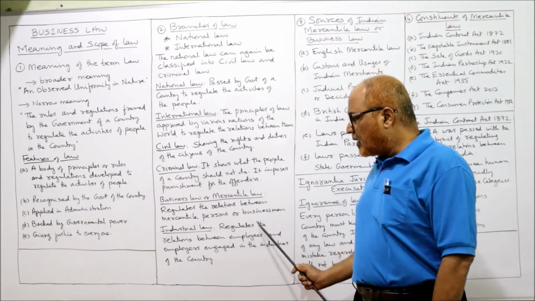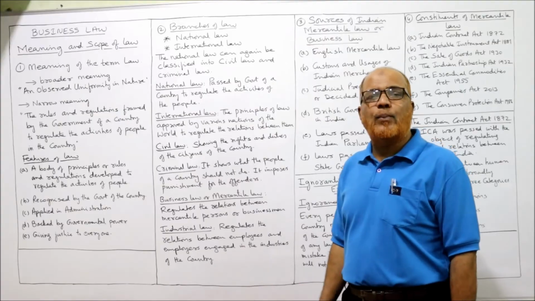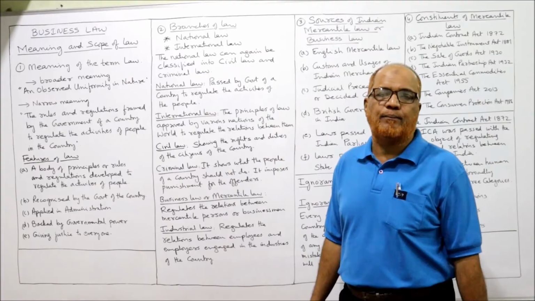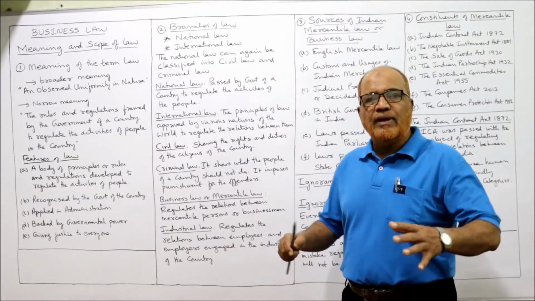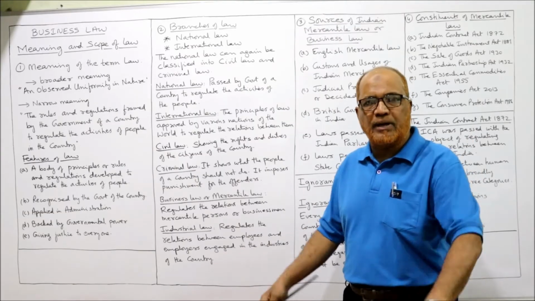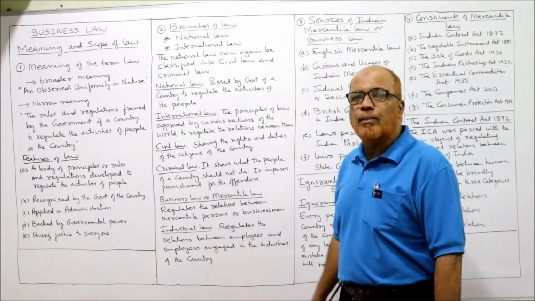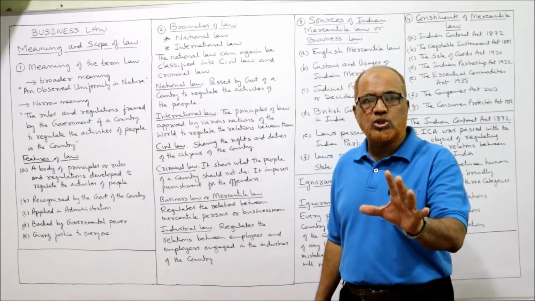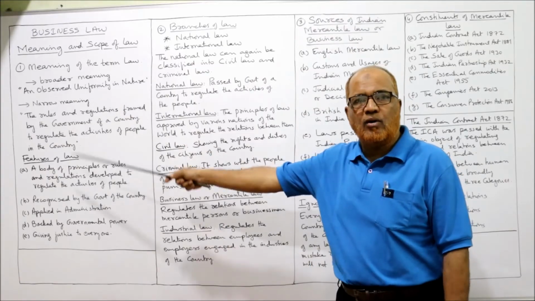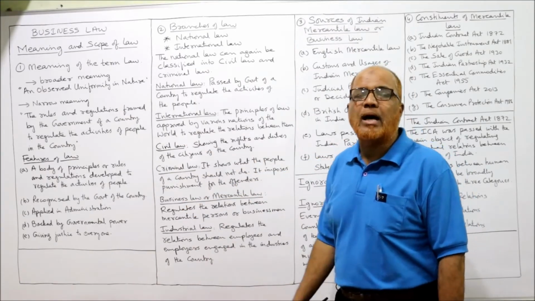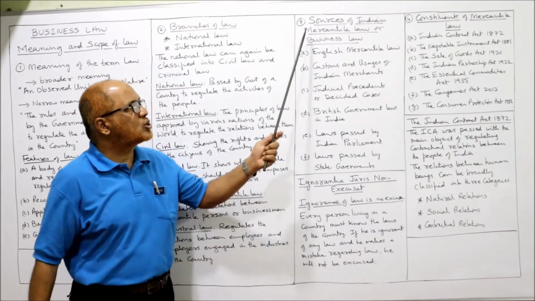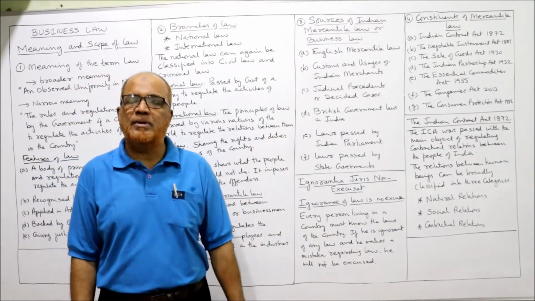Industrial law regulates the relationship between the employee and employers working in an industry in a particular country. So industrial law will explain the relationship between employees and employers working in a particular industry. So these are some of the branches of law everybody must know. Before starting business law, we must be clear regarding the meaning of the term law and also the branches of law. Now I am going to explain the next topic called sources of Indian mercantile law or business law.